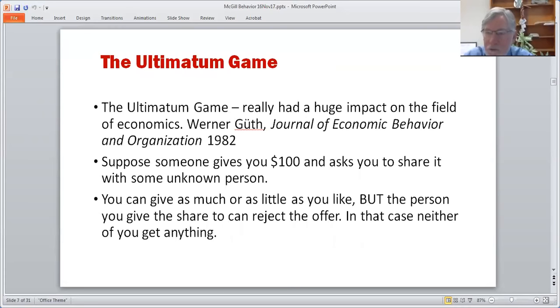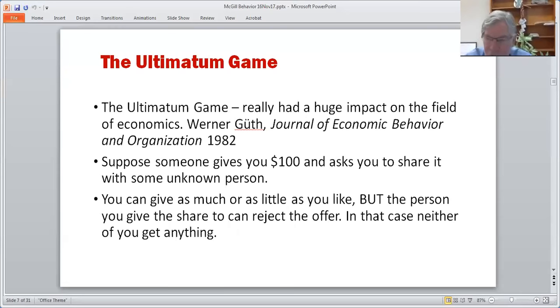Okay, you guys may already have seen this, but probably the experiment that really revolutionized economics was something called the Ultimatum game, published in the Journal of Economic Behavior, 1982. The idea is someone gives you $100 and asks you to share it with some known or unknown person, actually. You can give as much or as little as you want to, but the person that you offer this share to can reject the offer. And in that case, neither of you gets anything. So again, a very simple experiment.